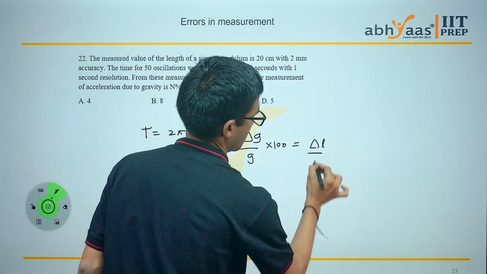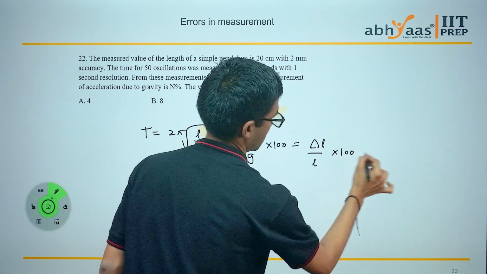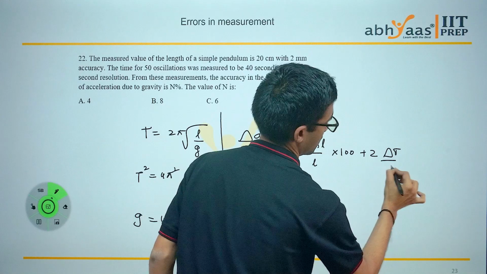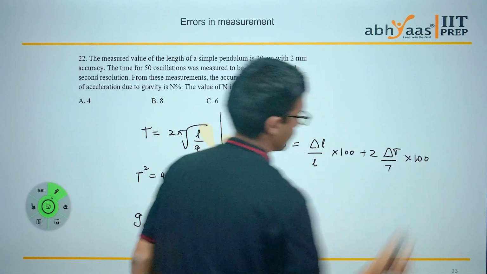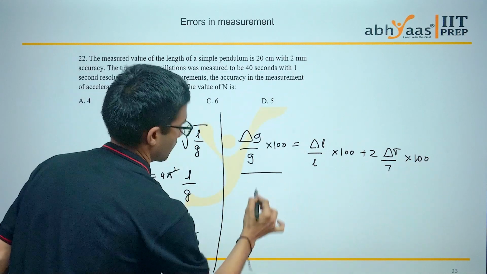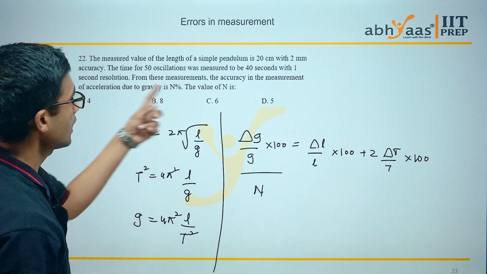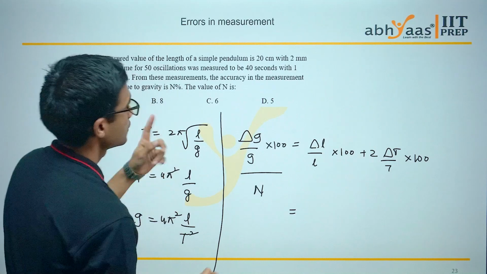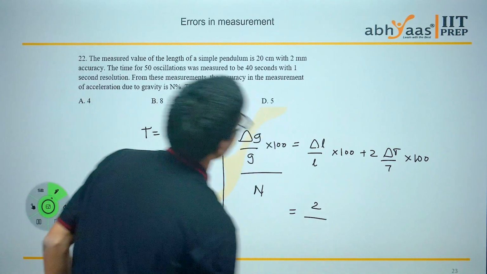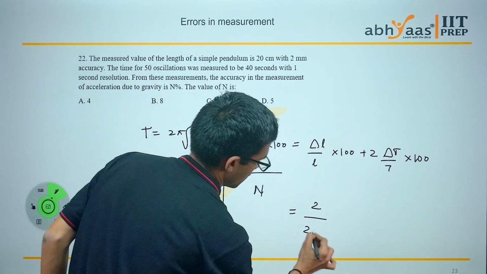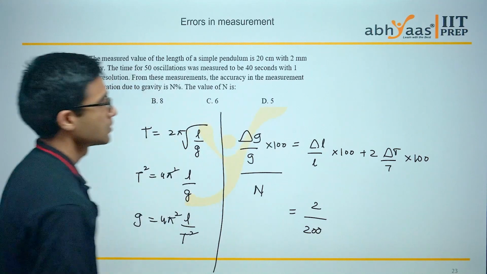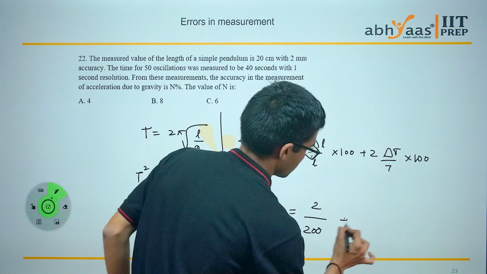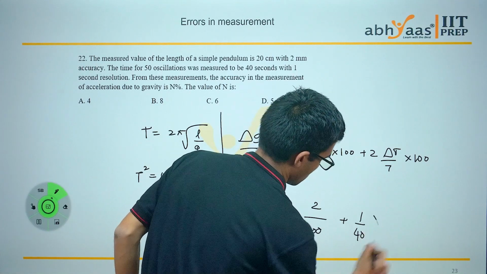Delta L by L into 100 plus 2 into delta T by T into 100. You have to calculate this, which is given as N. Delta L by L is given in the question. L is 2 mm, and 20 centimeters means 200 mm, so everything should be in one unit. Similarly, delta T by T is 1 by 40 into 100.